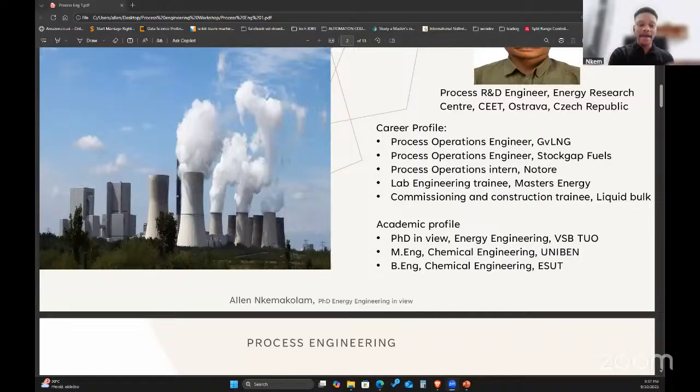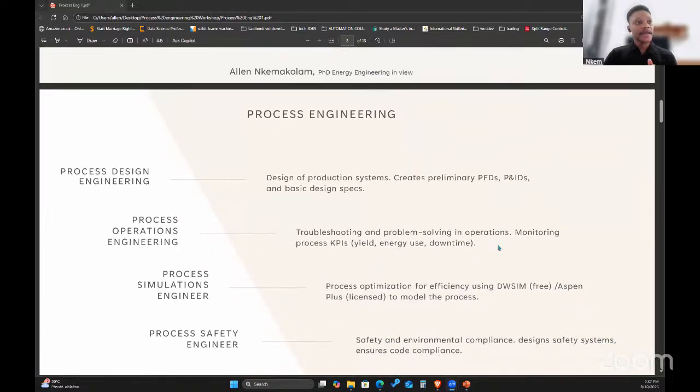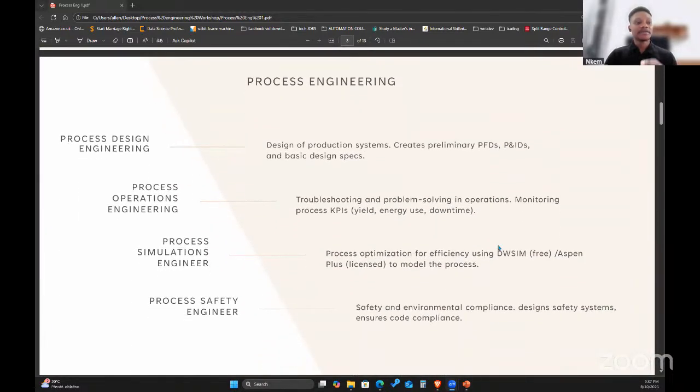Okay. Now going back to the industrial part, process engineering. Process engineering is like a model term that has to do with a lot of things, but the end goal remains the same: raw materials to finished goods. Now, what you see on the screen are different sub roles under process engineering.